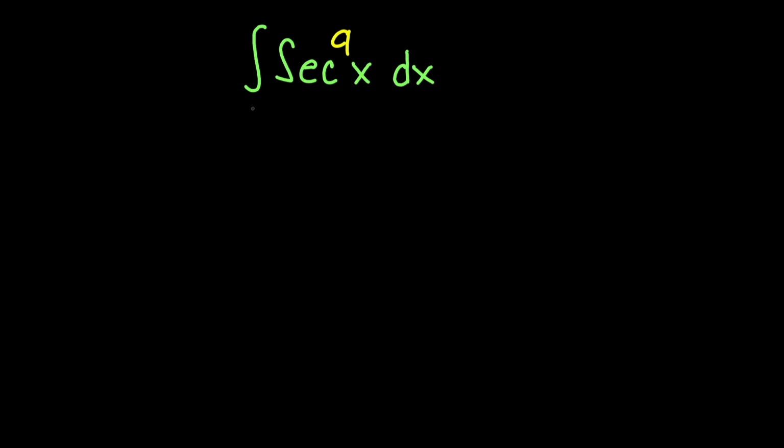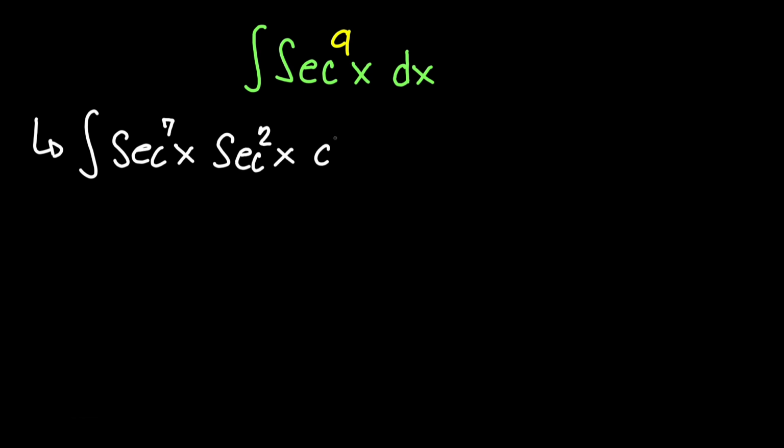Let us evaluate the integral of secant to the power 9 of x. When dealing with an integral of secant and your exponent is an odd number, you would first need to factor out one secant squared of x, making this the integral of secant to the power 7 of x multiplied by the factored out secant squared of x dx, which is just this.